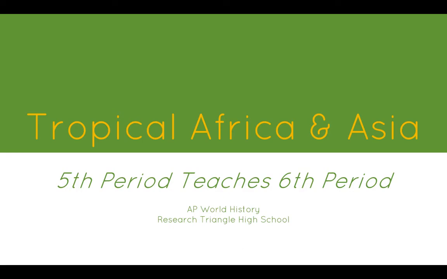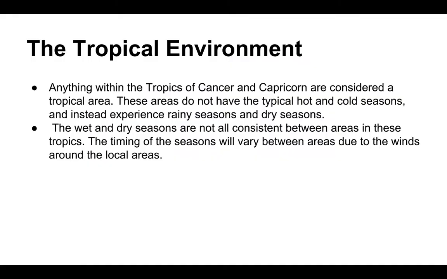Let's get started. Tropical Africa and Asia. The tropical environment. Anything within the tropics of Cancer and Capricorn is considered a tropical area. These areas do not have the typical hot and cold seasons and instead experience rainy seasons and dry seasons. The wet and dry seasons are not all consistent between areas in these tropics. The timing of the seasons will vary between areas due to winds around the local areas.